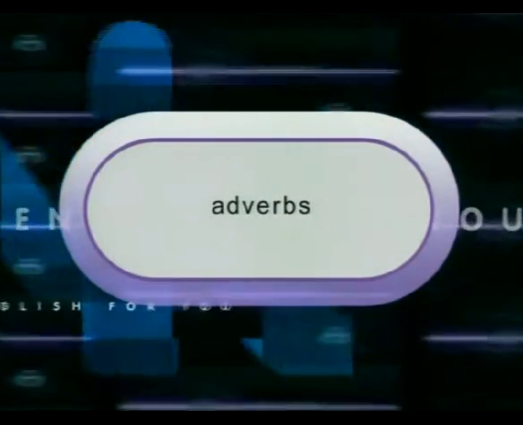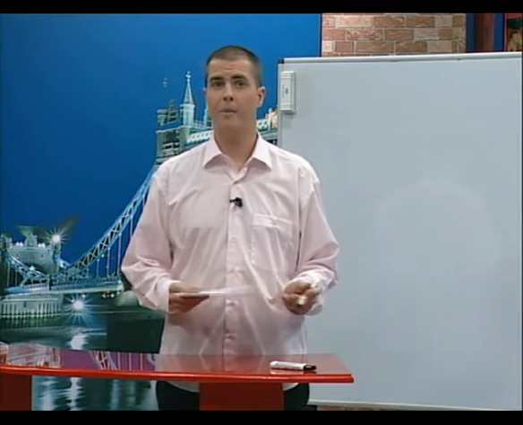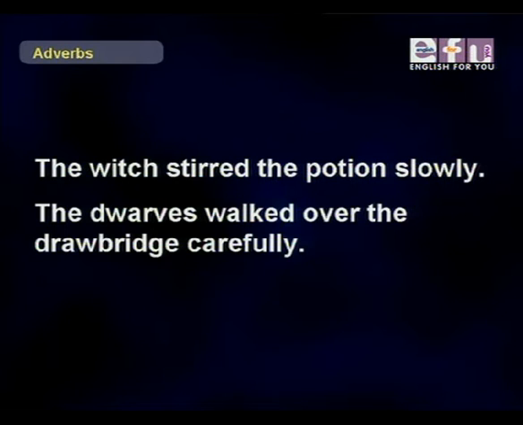Adverbs. Well, it's time to review adverbs. First, what is an adverb? An adverb is a word that describes or modifies a verb, an adjective, or another adverb. Adverbs usually end in the letters ly, and they usually answer the question, how? So have a look at these examples. The witch stirred the potion slowly. The dwarves walked over the drawbridge carefully.